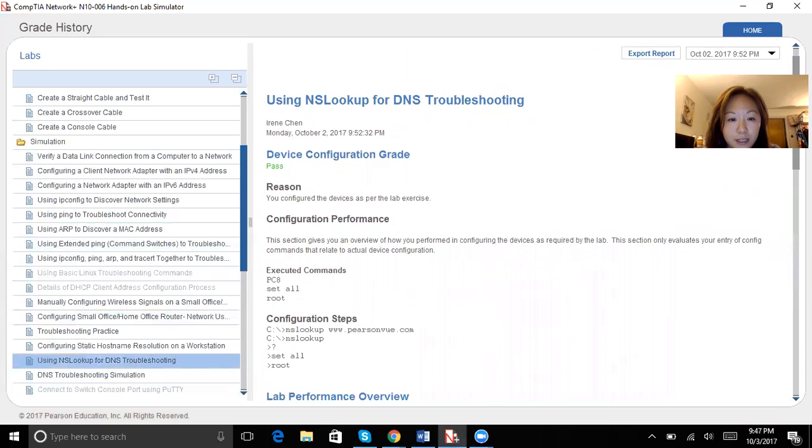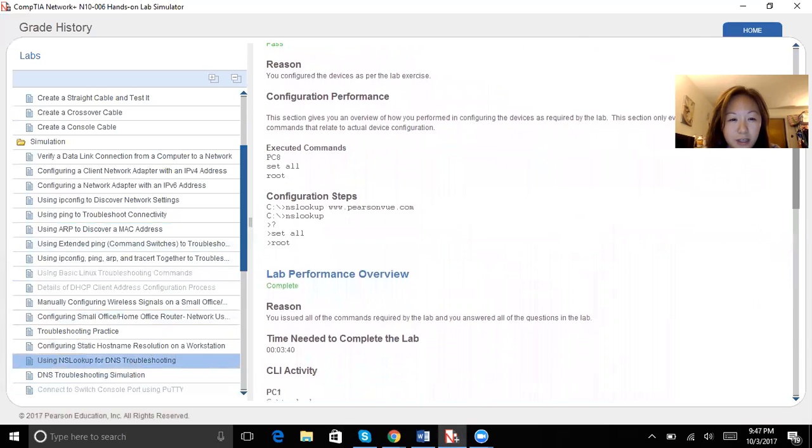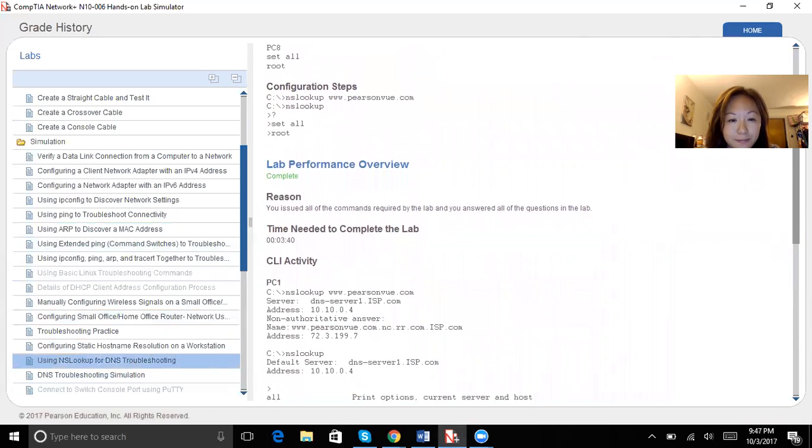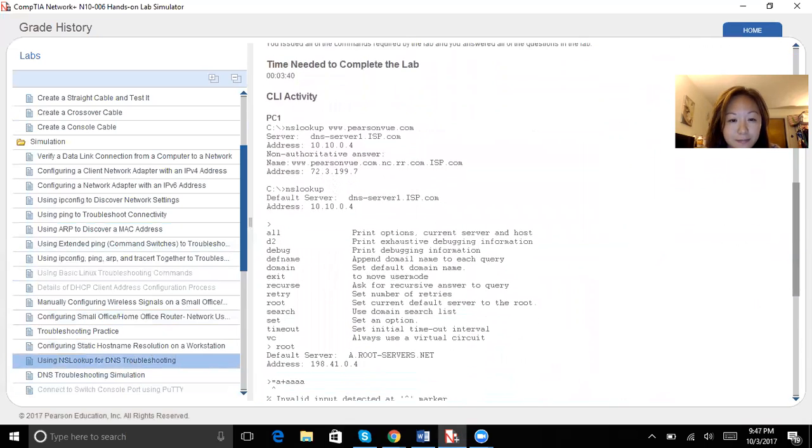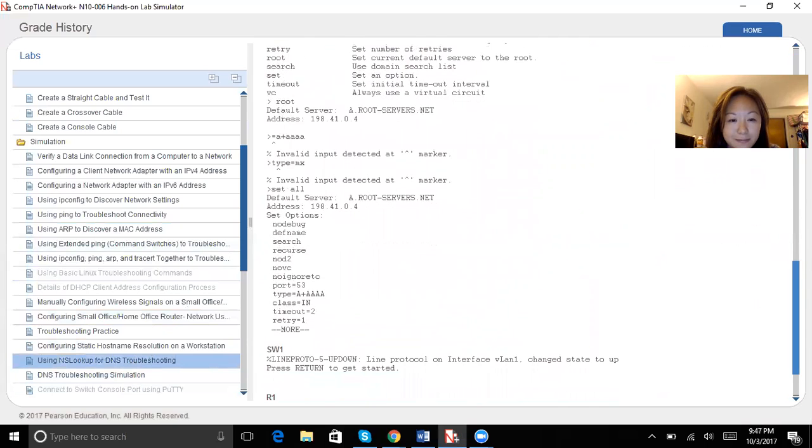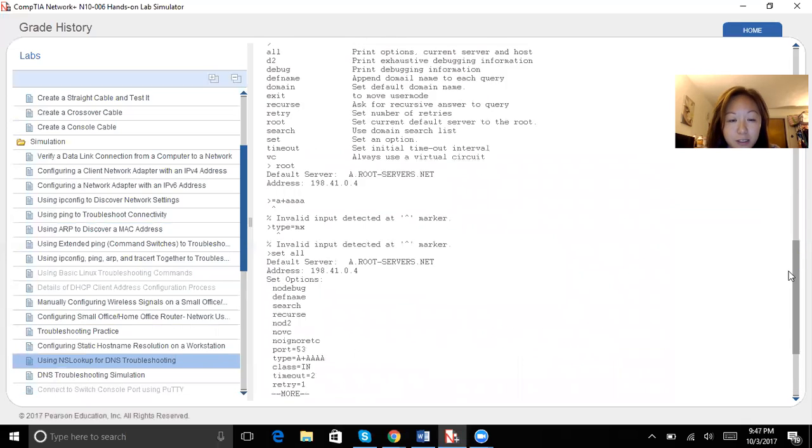Learning the different commands with the NS lookup. I got a little confused when it asked for kind of that A plus A's, but I think I kind of went back in and figured out where my mistake was.